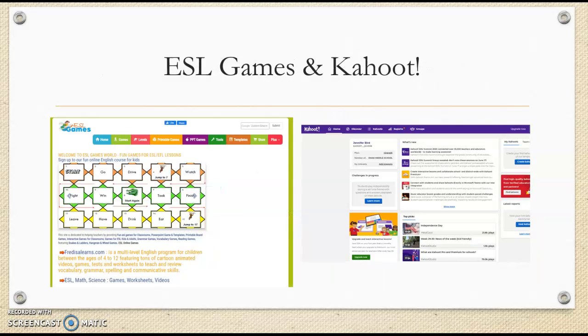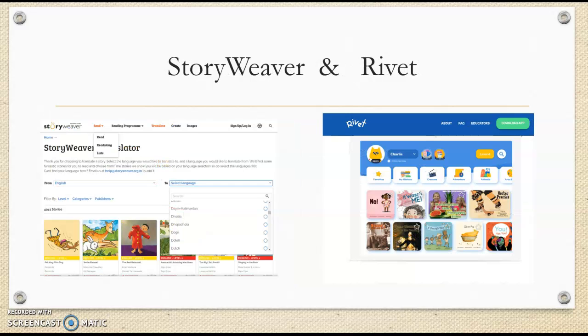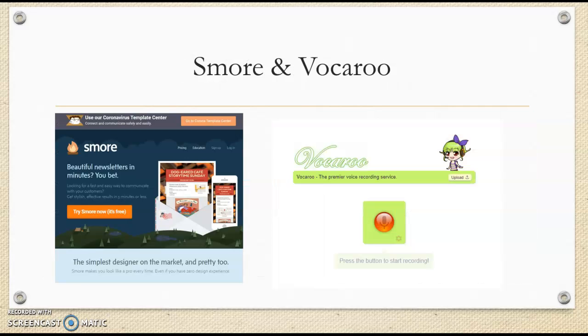There are ESL games that you can use. Kahoot is one that's popular because you can create kind of like a quiz show and work with your students. Storyweaver lets you do a storyboard so they can create stories, and it does translation for them. Rivet has a bunch of stories, and they have a bunch of Spanish stories.